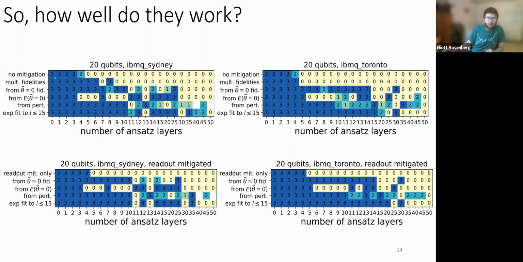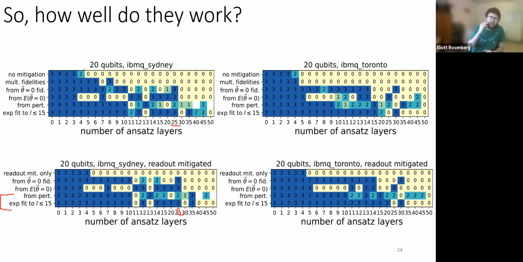And without any error mitigation, you can only go out to about 4 ansatz layers. Whereas these methods all extend the circuit depth that you can tolerate pretty significantly. And with the best performing of these methods, which are these two, the one that uses the perturbative regime and the one that uses this exponential fit in the number of layers, they let you go out to about 25 or so ansatz layers, which again is a significant improvement over what you could do before.